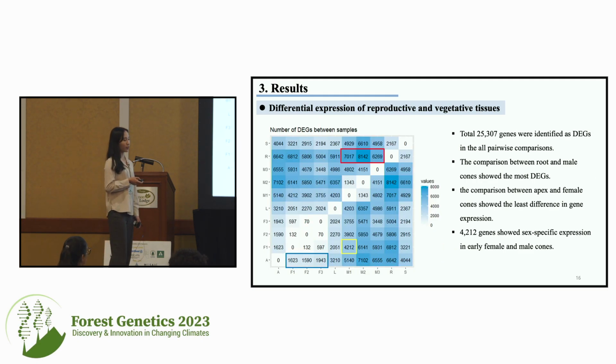And to identify DEGs, we compared the transcriptomes of 10 different tissues. And a total of 2,507 genes were identified as DEGs in all pairwise comparisons. And the comparison between root and male cones showed the most DEGs. And the comparison between apex and female cones showed the least difference in gene expression. We found that 4,212 genes showed sex-specific expression in only female and male cones.